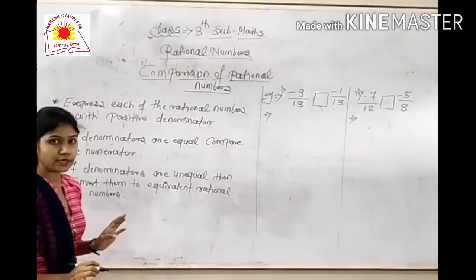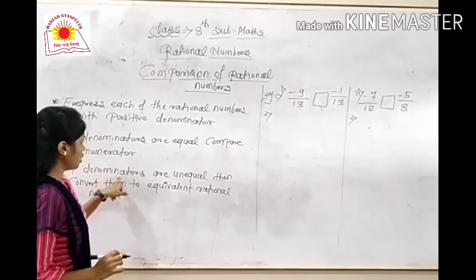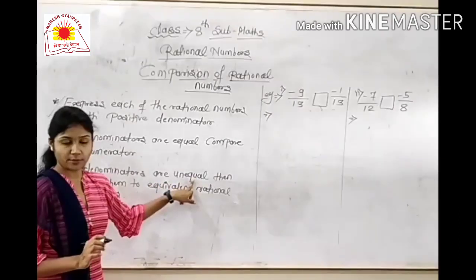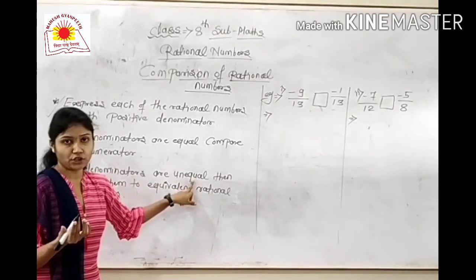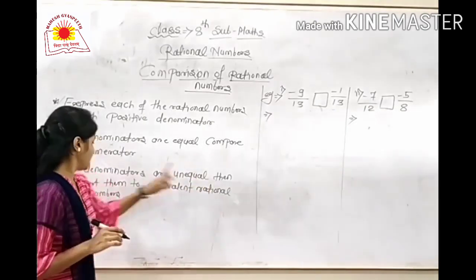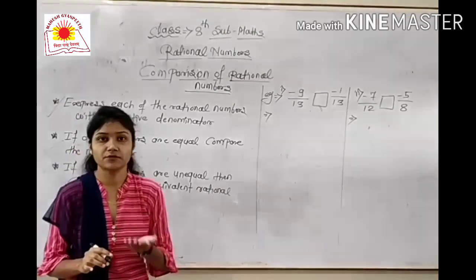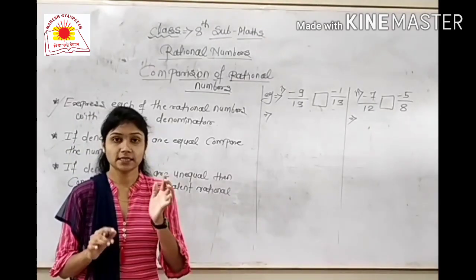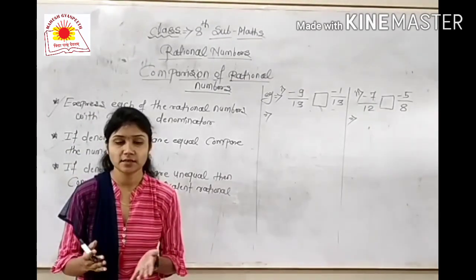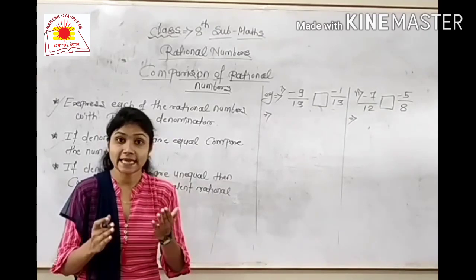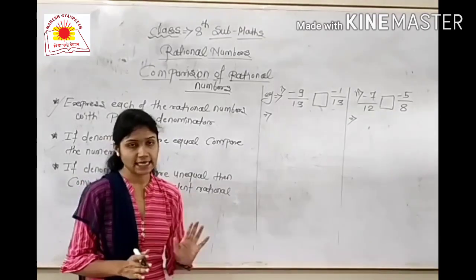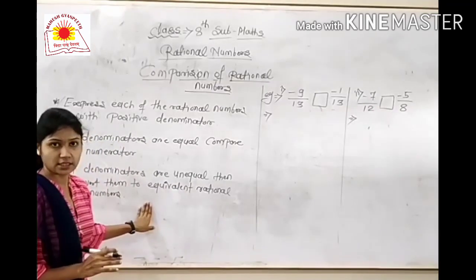Now, what is the third point? If the denominators are unequal, suppose we are given rational numbers with different denominators, then convert them to equivalent rational numbers. That means we have to convert them into equivalent rational numbers, which means we have to make the same denominator. We make the same denominator in this third case.